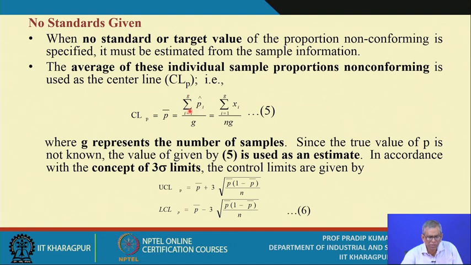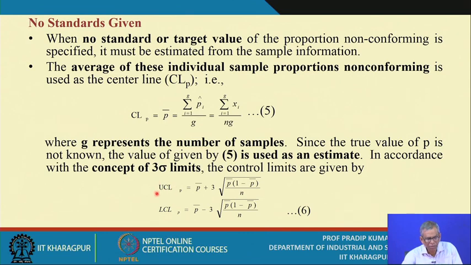So how do you collect this? Suppose there are g number of samples, and for the ith sample it is pi hat, and so the average is this one. Now how do you get this pi? Obviously for each sample, say the ith sample, you have xi number of nonconforming divided by n, the sample size. That n is assumed to be constant. So you use this formula, and this is basically the center line for the p control chart. That's why CL subscript p.